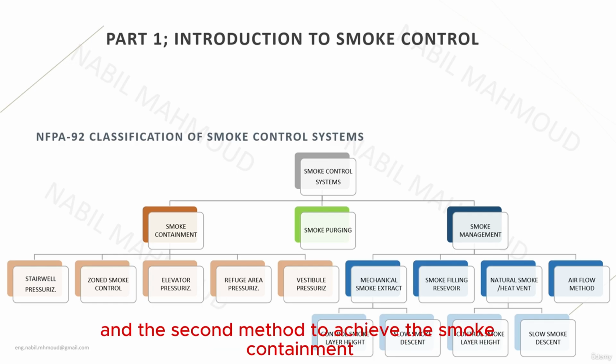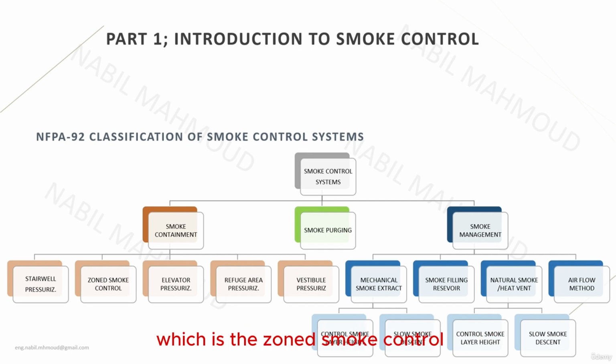And the second method to achieve smoke containment is the zoned smoke control. Zoned smoke control is simply defined as maintaining a sandwich of pressure difference, and this is usually done in high-rise buildings. Let's say, for example, a fire happened on a middle floor. This means that you will maintain a negative pressure in this active fire floor, while you maintain a positive pressure in the floor above and the floor below. This is usually done in order to prevent any infiltration of smoke from the space having the fire to the floors above or below.